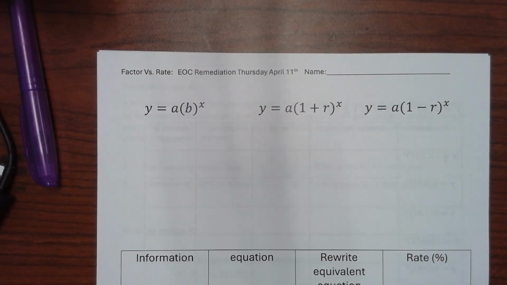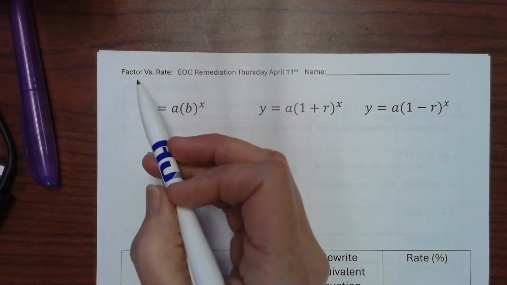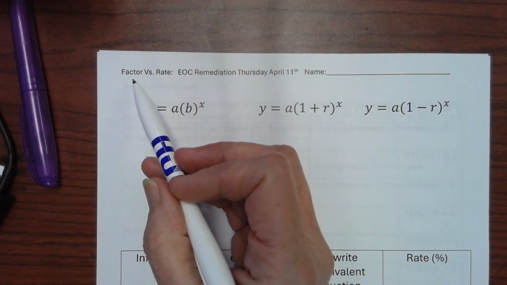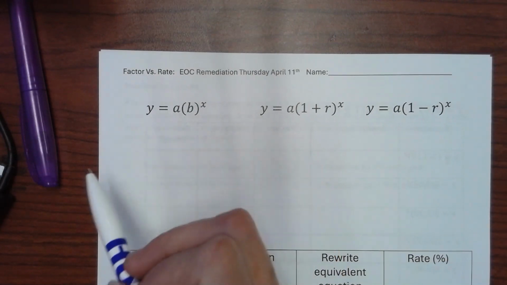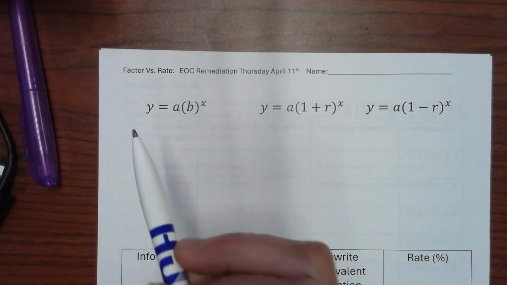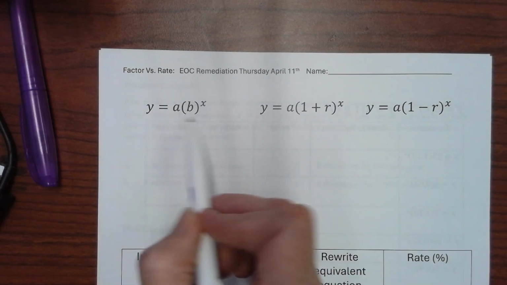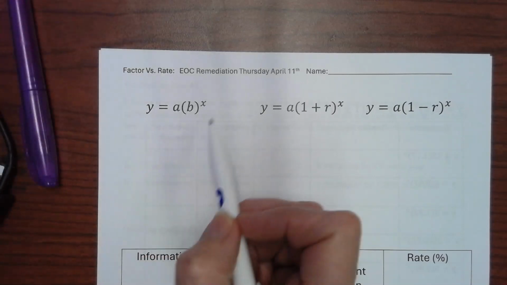Hello folks. Today we're going to do a little bit with exponential models. We are going to talk about the factor and the rate. These are kind of confusing for students, so we're going to talk about that today. First of all, hopefully we all recognize this.